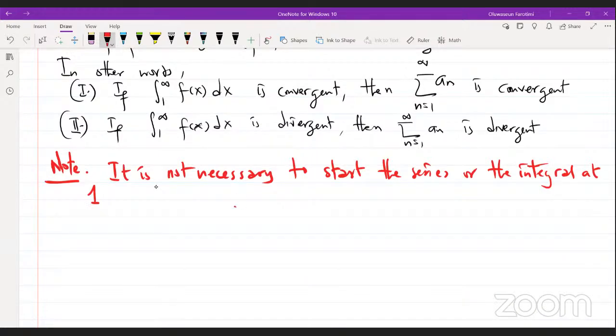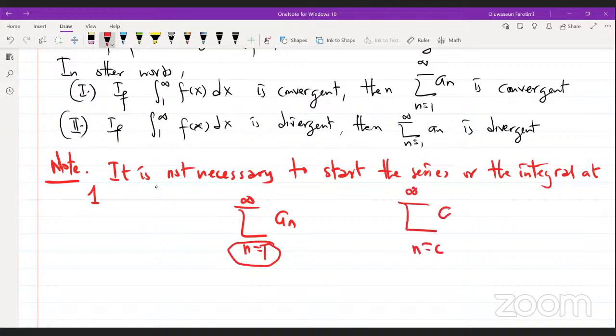Remember that we always have this sum from 1 to infinity of an. But it's not always compulsory to start from 1. There are cases where we can start from c, where c is a constant. C is a constant. It can be bigger than 1, it can be bigger than 0. It depends.